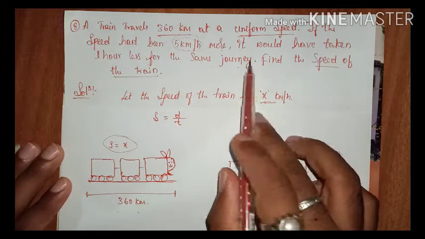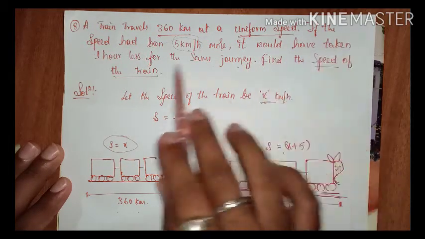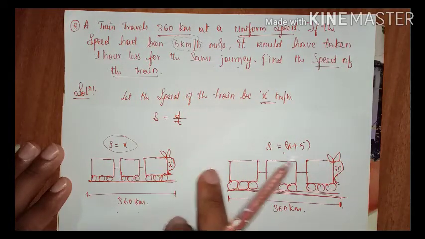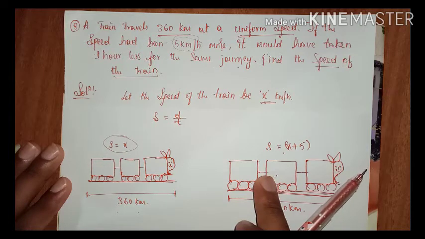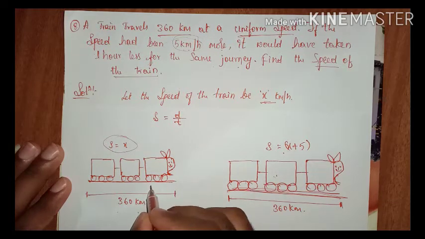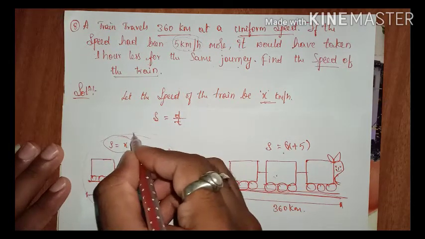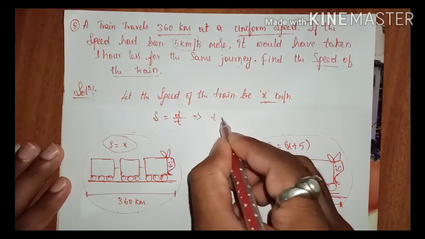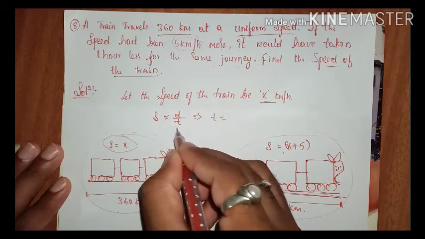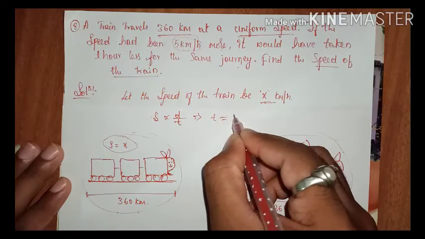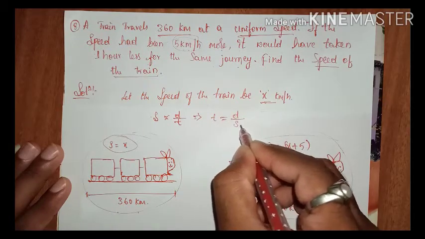Now the question says it would have taken 1 hour less, meaning he has given the time difference of these trains. Time difference, very important point. It means you have to take the time of the first train as well as the second train. The formula for time: do cross multiplication, so time comes to the numerator. Time is equal to distance divided by speed.